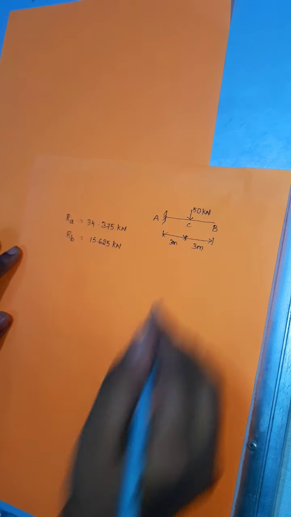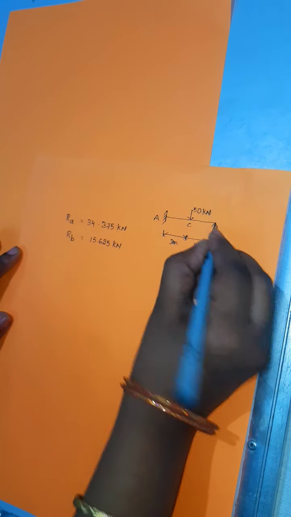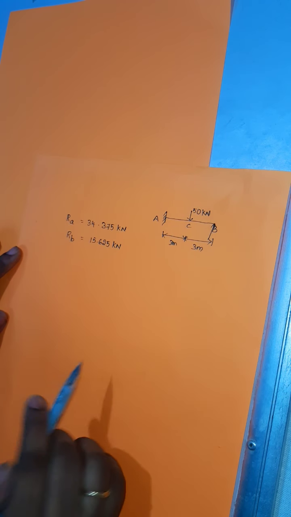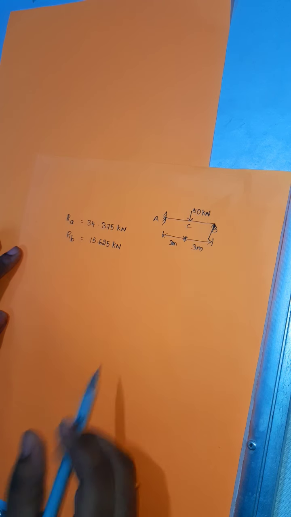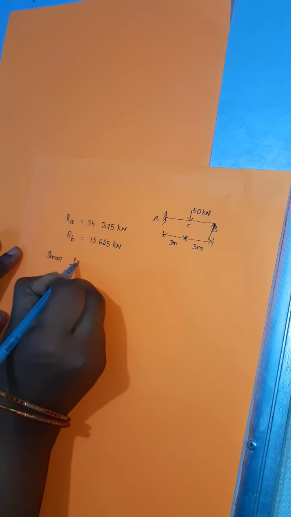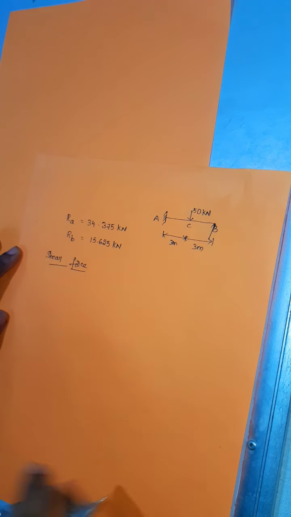RB is nothing but propped reaction. I got this prop value as 15.625. In lecture 2 I have discussed how I got this 15.625. Now I will calculate shear force and bending moment diagram for this problem.